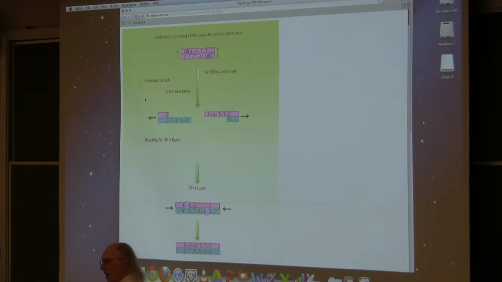So recombinant DNAs allow us to sort of cross those species barriers and make things that are very, very useful for us. A lot of the products that we see today are made by just what you've seen right here: a restriction enzyme and a DNA ligase. Okay.